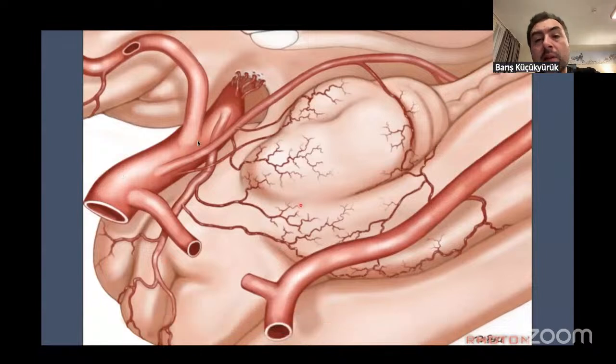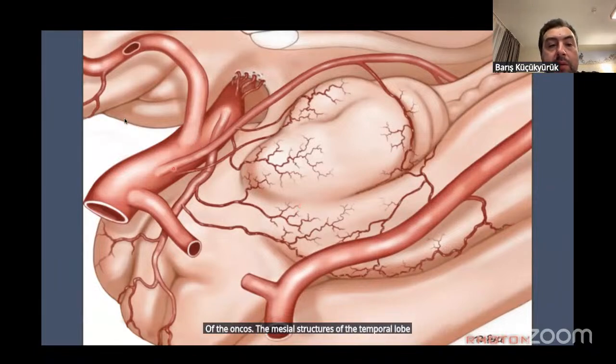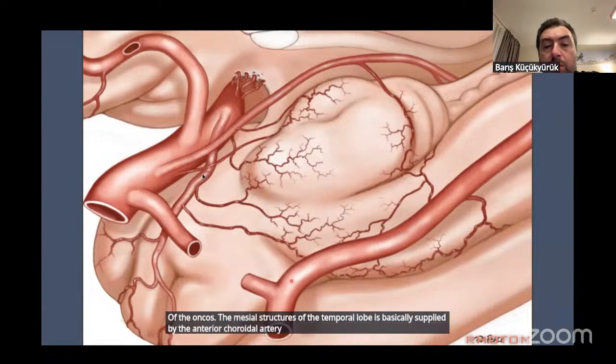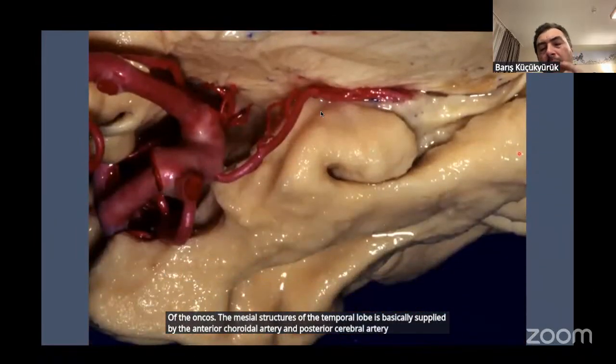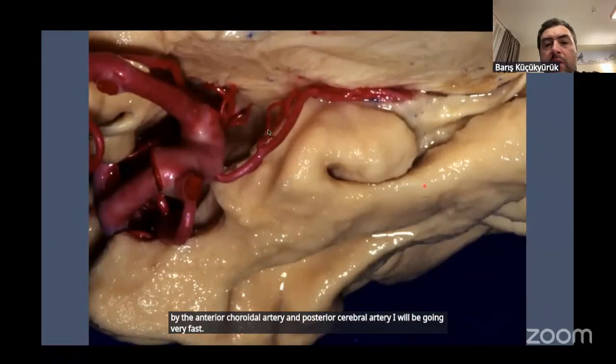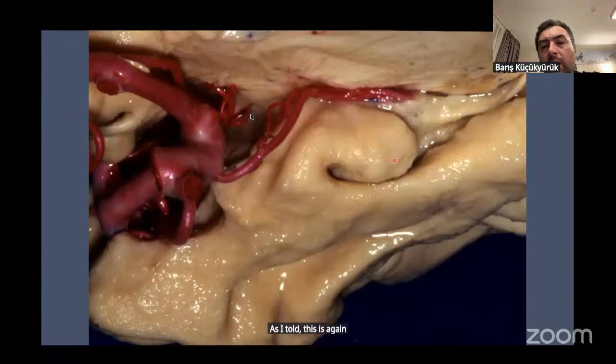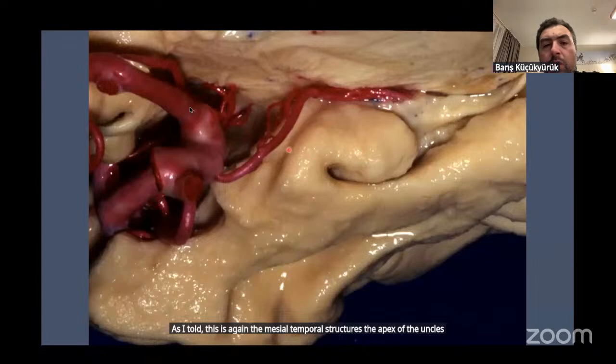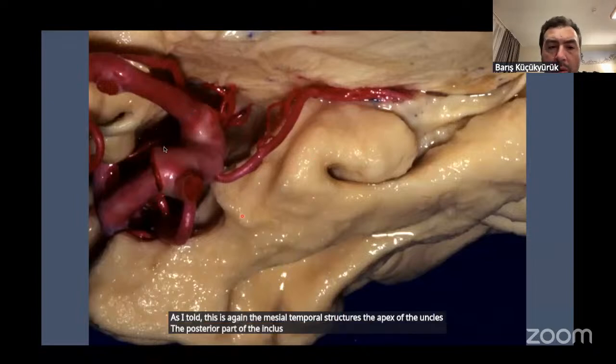The mesial structures of the temporal lobe are basically supplied by the anterior choroidal artery and the posterior cerebral artery. I will be going very fast. As I told, this is again the mesial temporal structures: the apex of the uncus, the posterior part of the uncus, the anterior part of the uncus. This is the internal carotid artery.